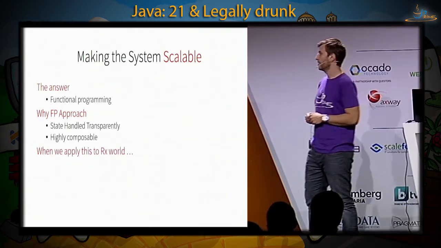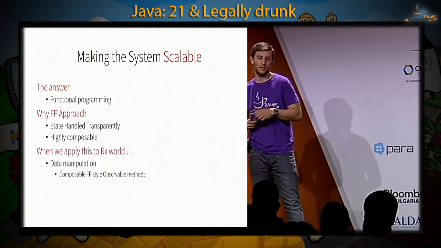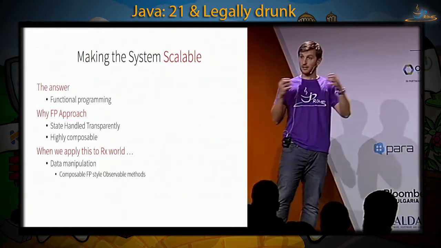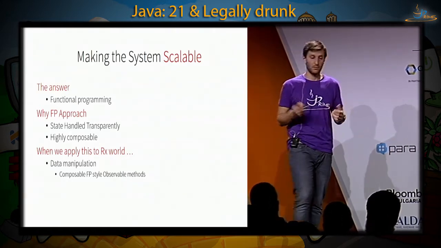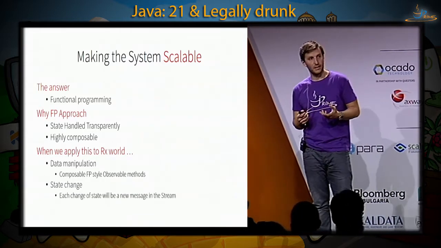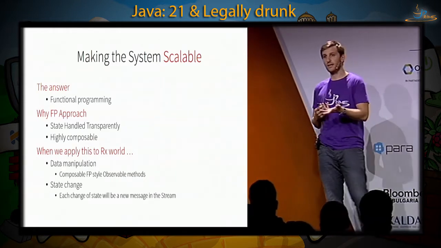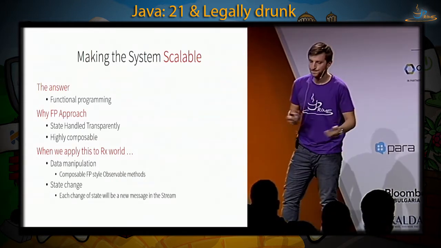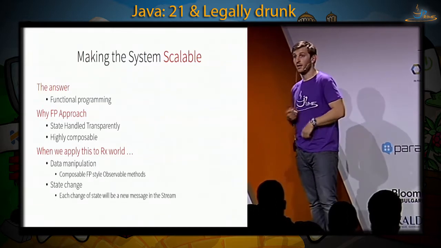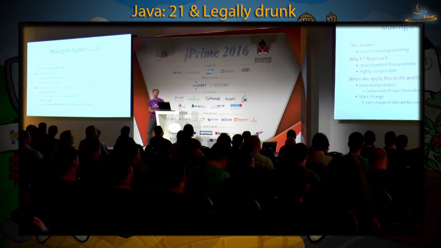So when we apply this to our RxJava world, in order to manipulate data, we would introduce a bunch of composable FP style, so side effect free presumably, methods. And in order to handle a change of state, we would use streams basically. So each change of state would be another message in our stream, right? So that we avoid mutability. Now, as you might have imagined, there's a whole bunch of predefined composable methods in RxJava.